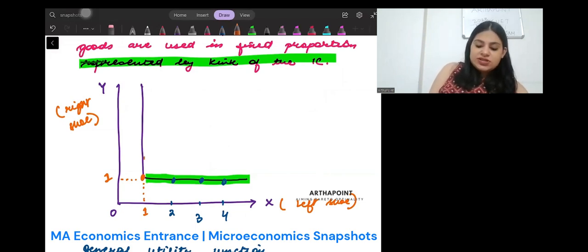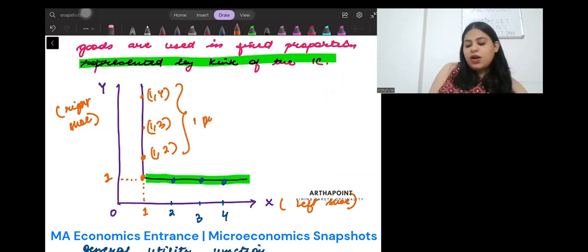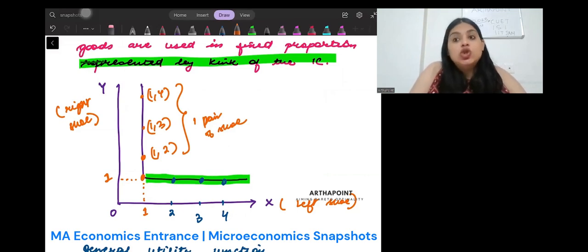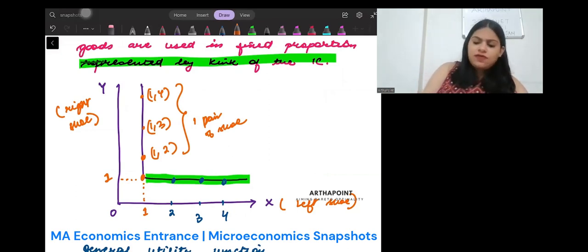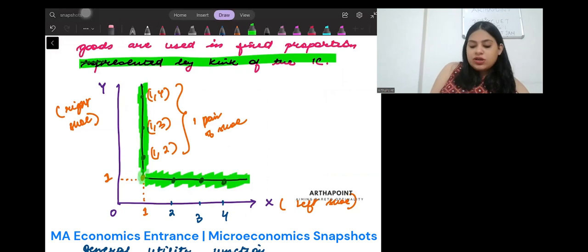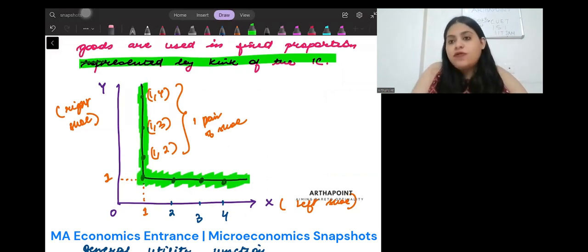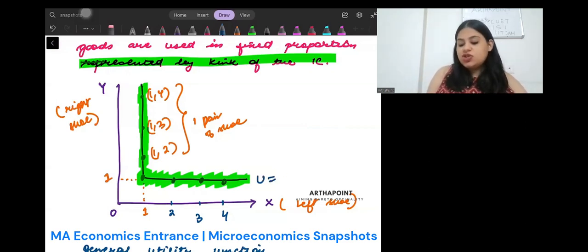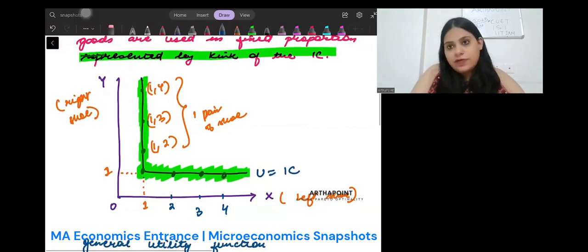Similarly, if I talk about all points here, this is 1 left and 2 right, 1 left and 3 right, 1 left and 4 right. All of this just gives me 1 pair of shoes. So even this does not change anything for me, right? So this implies that irrespective of whether you are here or on the kink, you just have 1 pair of the shoes. Therefore, because you just have 1 pair, your utility is unchanged, and this becomes your indifference curve.